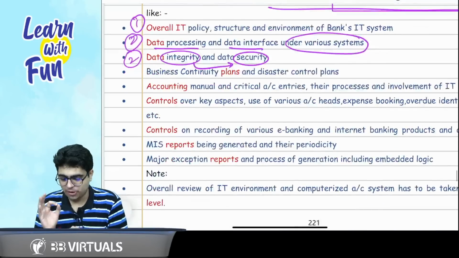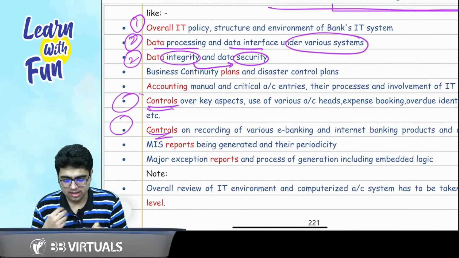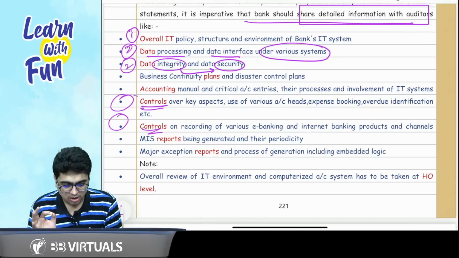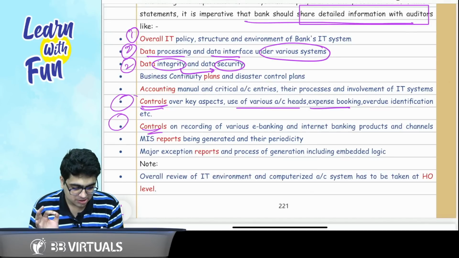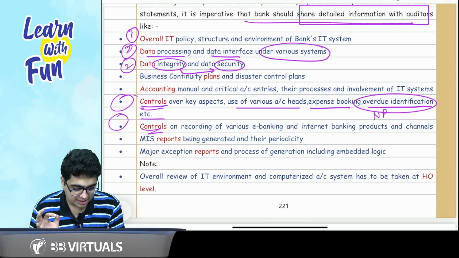Then comes the next point: controls around the data. Controls over the key aspects around use of various accounting heads, expense booking, and overdue identification. Overdue identification specifically in case of NPAs.